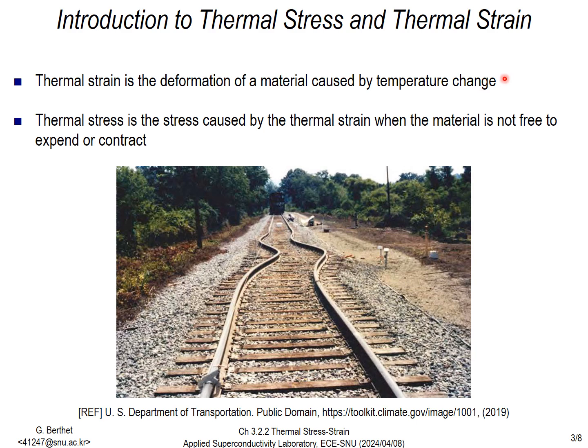Thermal strain is the deformation of a material caused by a change in temperature. Thermal stress is the stress caused by the thermal strain when the material is not free to expand or contract. On the picture, we can see that the rails got deformed from their original straight path. This is due to the thermal expansion during warm summers.